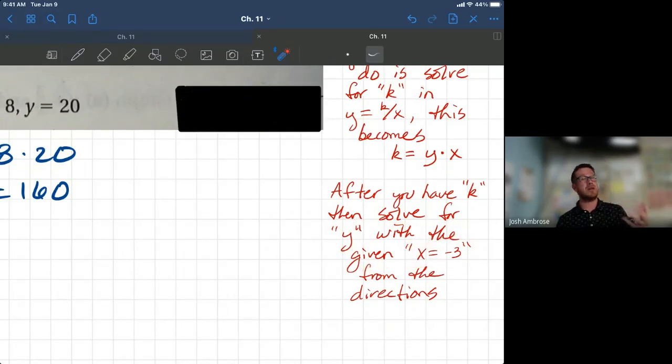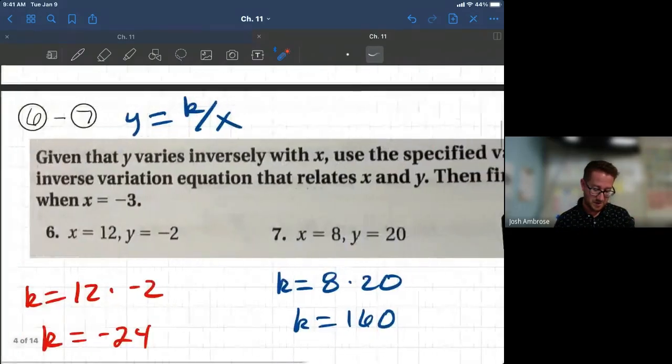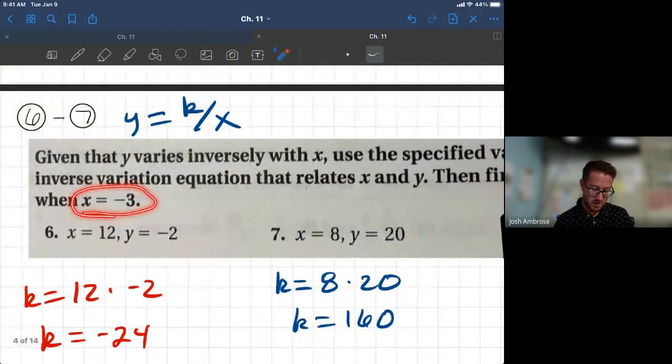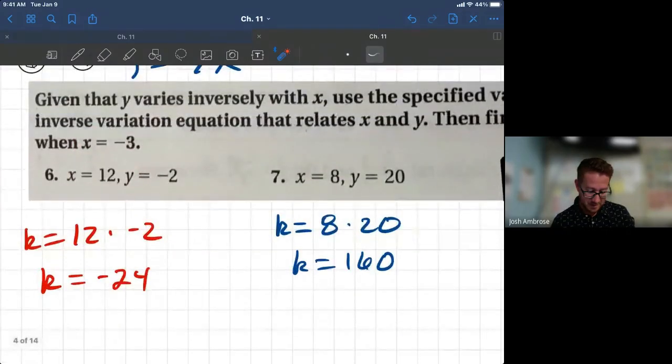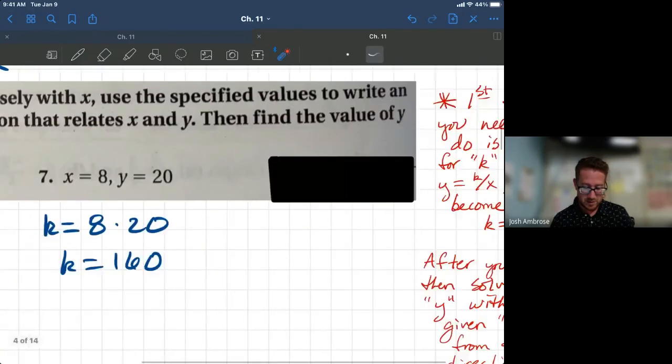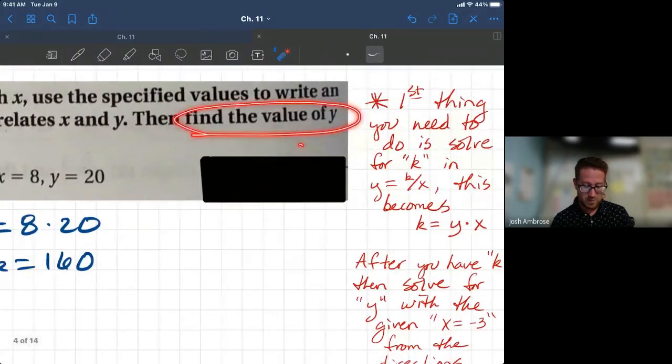Now we know what k is for both problems, and they gave us the x value. That x value is this one right here. This is part 2 to the problem. X equals negative 3. This k value is negative 24. This k value is 160. But I'm going to use the same x value for both problems. And then I'm going to find the value of y.